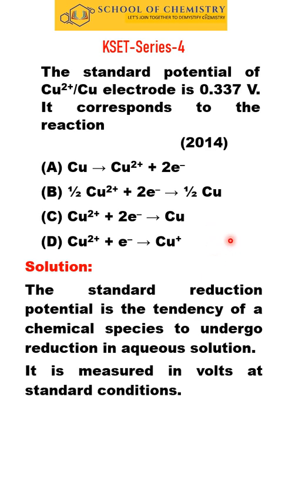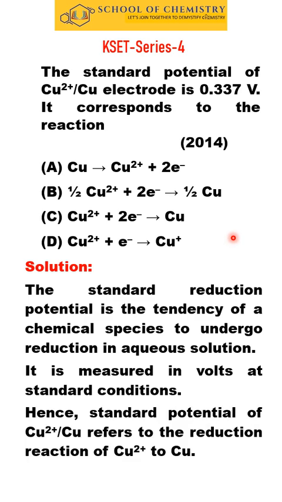Now you know that this value is measured in volts under standard conditions, as mentioned earlier. In this case, as I told earlier, if it is Cu2+ to Cu reduction, it simply means the tendency of Cu2+ species to undergo reduction to form Cu, and it corresponds to option C. The correct answer for this question is C.